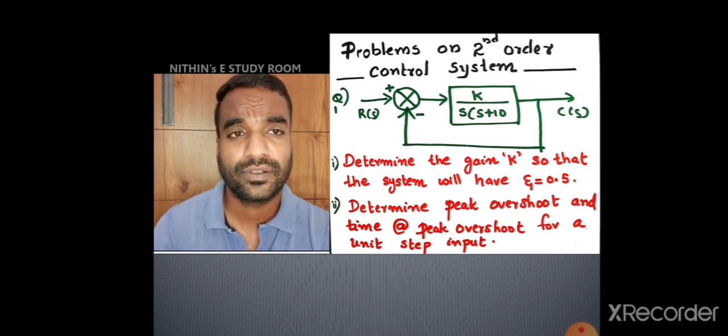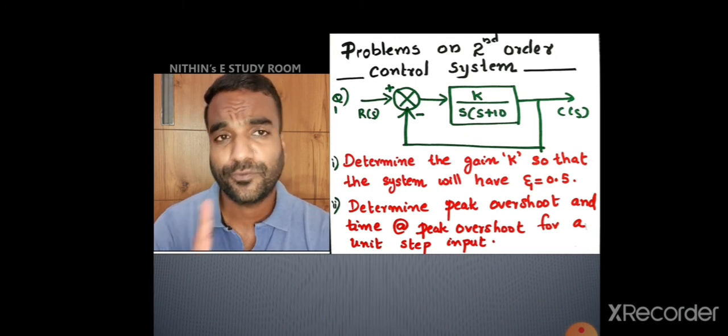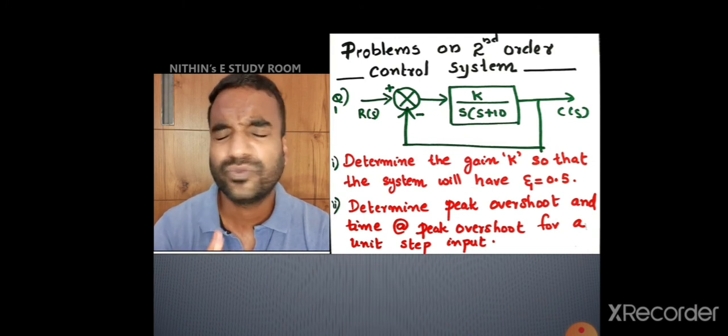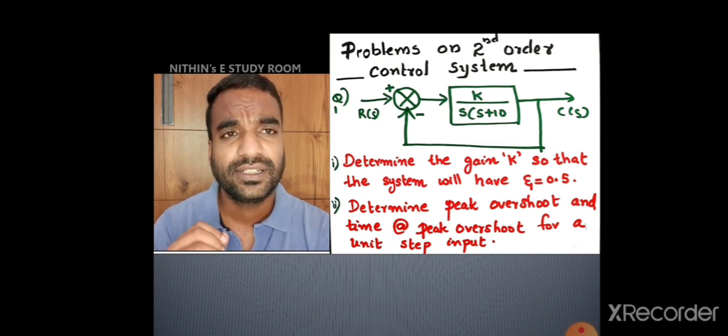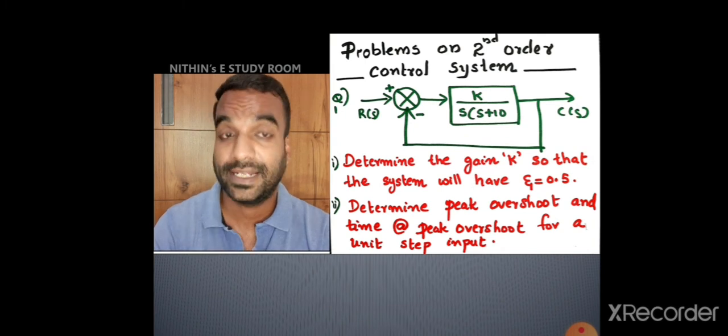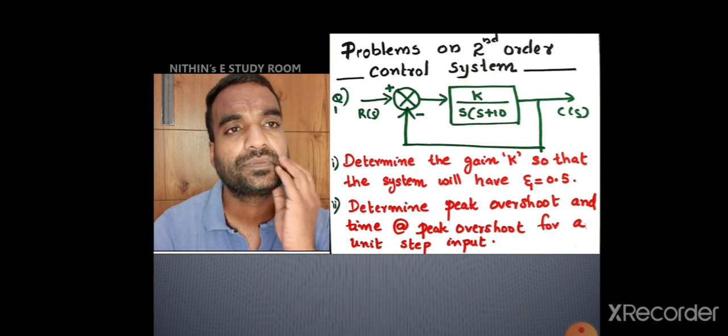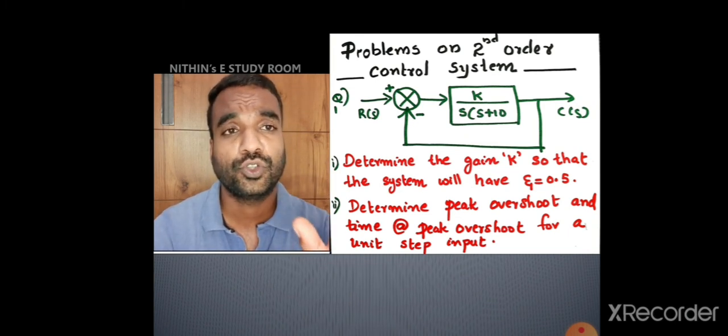So you have to consider a unit step input. r of t is equal to 1, unit step. So R of s is equal to, we did many problems on this aspect, R of s is equal to 1 by s. So first of all, we can find the closed loop transfer function.